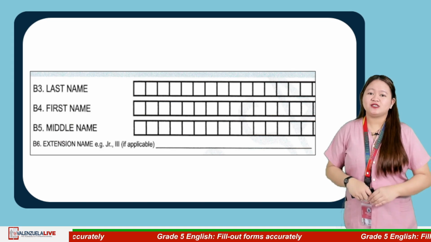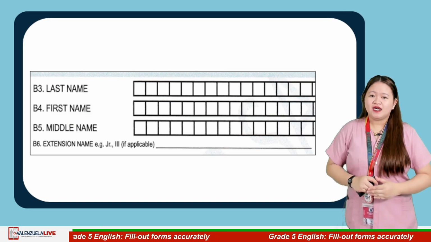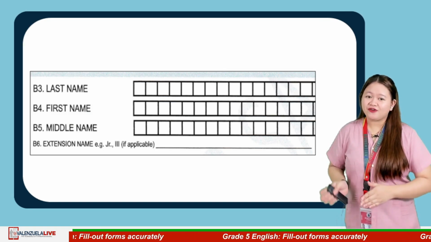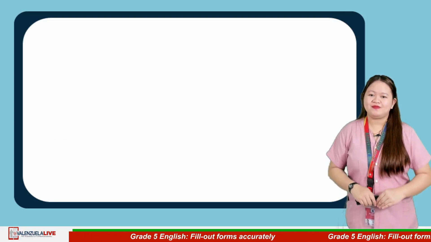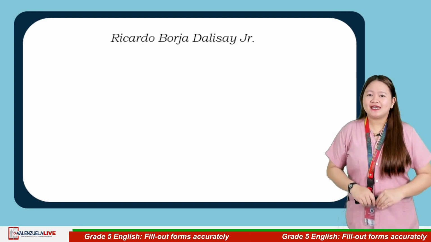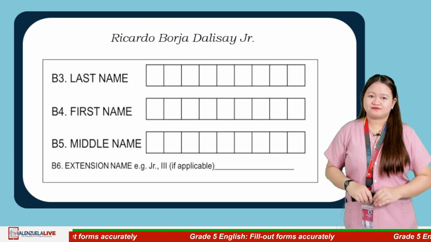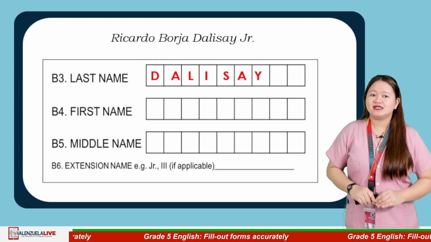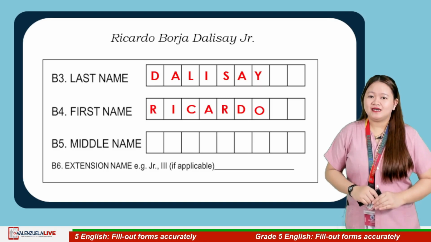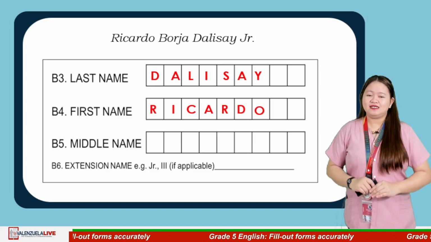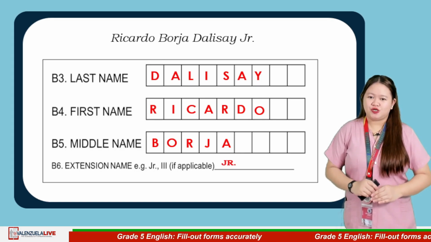Last name is known as your surname or the family name. The first name is your given name, and Junior, Senior, the First, and the Second are examples of extension names. Let us say your name is Ricardo Borja Dalisay Jr. It must be filled out this way. Your last name is Dalisay. Your first name, Ricardo. Your middle name is Borja, and you have the extension name, which is Junior. It's easy, right?